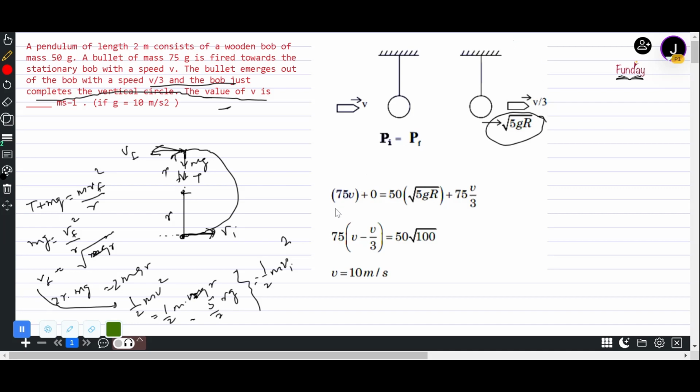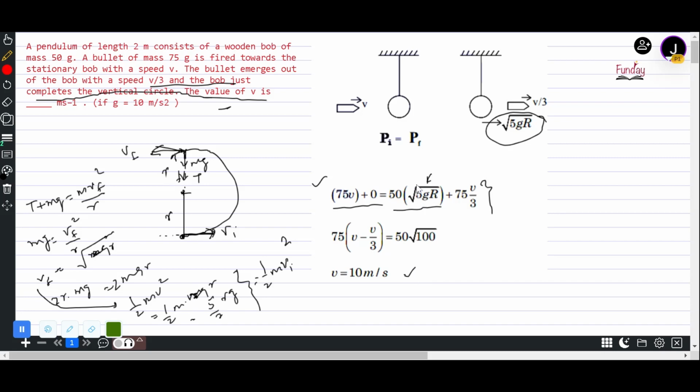The 75 gram bullet has this momentum at the beginning, 75 v, and that leads to the 50 gram pendulum attaining root 5 gr, plus 75 into v by 3. This is the velocity required, this is the mass of the bob, and v over 3 is the speed with which the bullet goes out. So m1 u1 is equal to m2 v2 plus m1 v1, right? And we have used this to figure out 75v minus 75v over 3 is 50 into root 100, so v is equal to 10 meter per second.